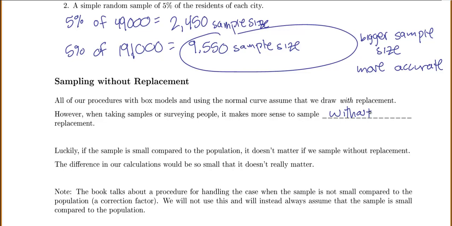Okay? And technically that means all of our computations are going to be just slightly off. But luckily, if your sample is small compared to your population, it doesn't actually matter if you sample without replacement, because the difference in our calculations is so small that it doesn't really matter. It won't make a big difference to you. Now, just as a note, the book does talk about a procedure for handling this case when your sample isn't small compared to the population. They call it a correction factor. But we're not going to use this. Instead, we'll just assume that our sample is small compared to the population.